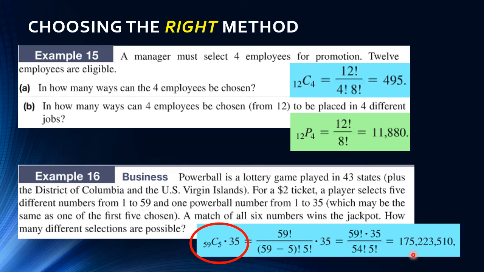So again, pay close attention to this problem, example 16, because it shows you that while it's easy to put it in your calculator once you've got it to the combination or permutation, all of these problems aren't quite so simple. This one involved combinations and the multiplication principle, because you were picking two things. You were picking a Powerball and then five other numbers from 59.